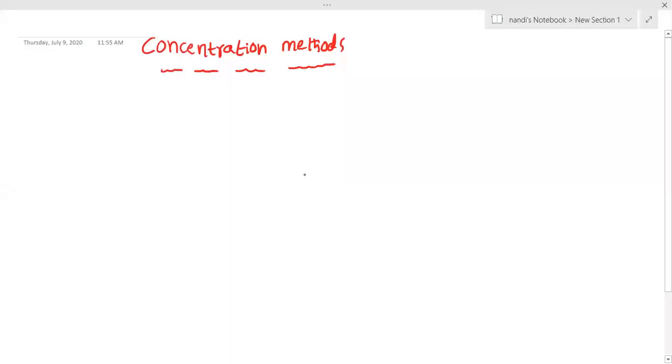Concentration methods. Today we are going to discuss concentration methods, where we are using these concentration methods and how many types of methods there are. That's what we are going to discuss in this video very clearly. We know that most compositions are solutions. For example, a solution is the composition of solute plus solvent.